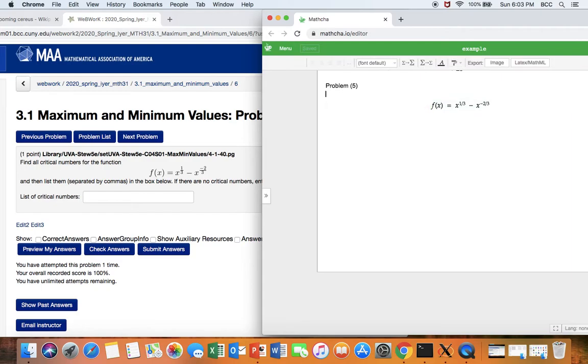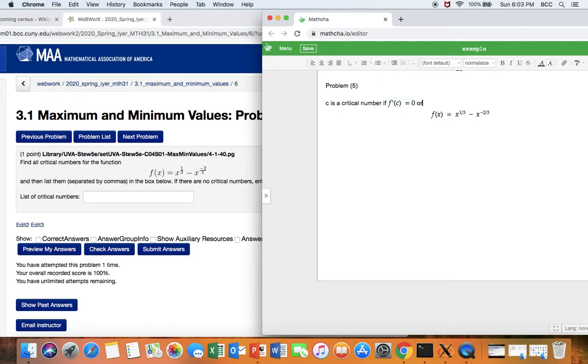C is a critical number if firstly the derivative at C is 0, or the derivative at C does not exist. Okay, these are the two possible scenarios for C to be a critical number. So in either case we need to see whether we can find the derivative.